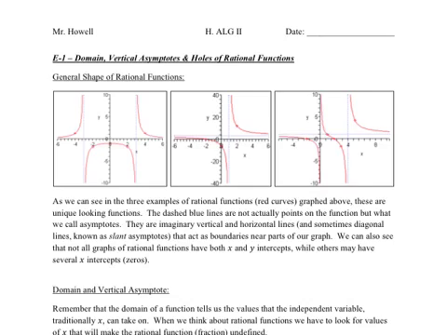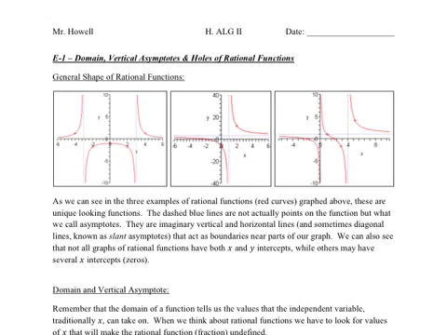So we'll start with domain, vertical asymptotes, and holes of rational functions. This will be the first of four sections on this. The general shape of rational functions is seen right here, where you see these dashed blue lines. As we can see in the three examples here, they're unique looking functions. They're different than what we're used to.